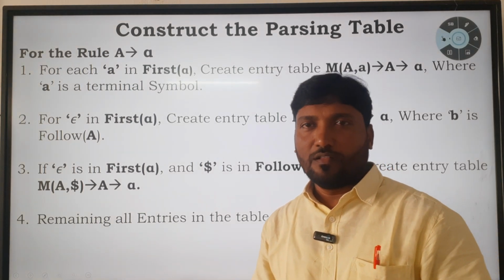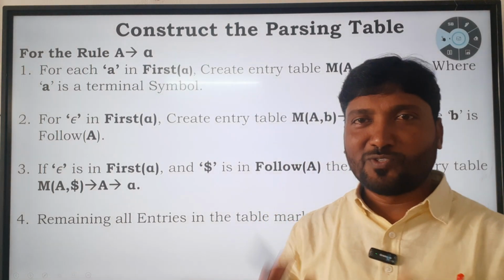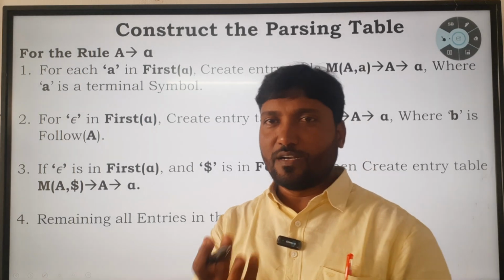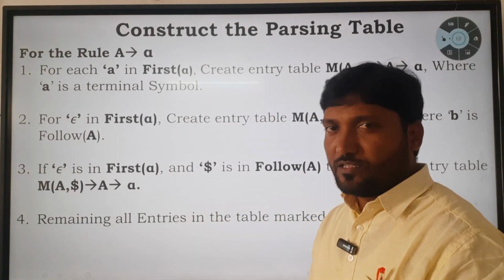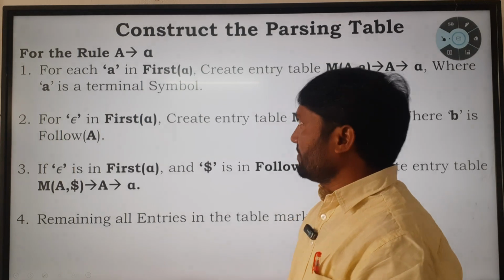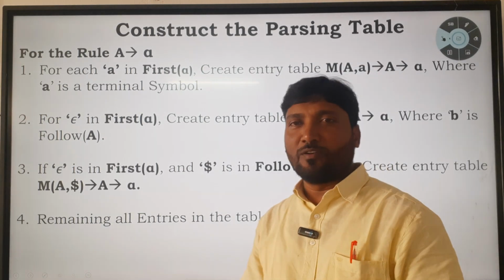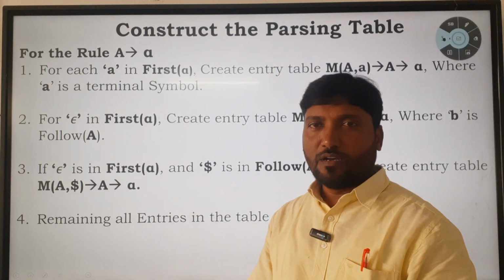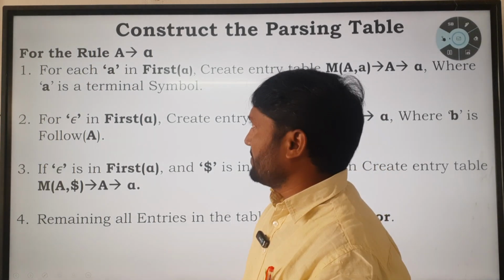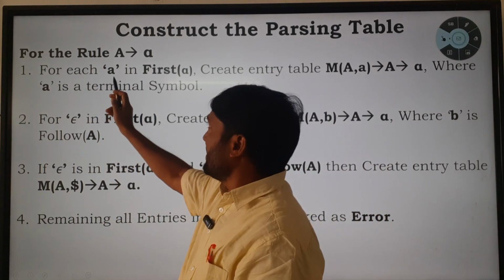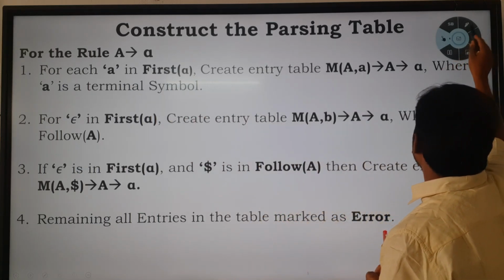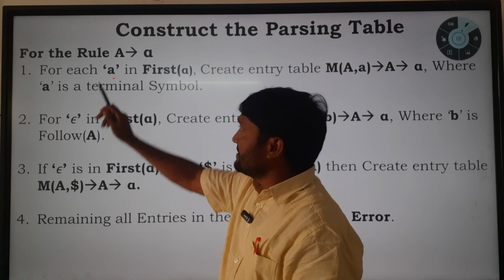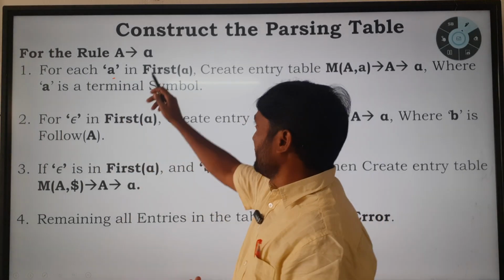Before constructing the predictive parsing table, we must know how to calculate the first and follow functions. So already you know how to calculate the first and follow functions. Now there is a 4-step algorithm. What is the first step here? For each a in first of alpha, a is a terminal symbol in the first of alpha.